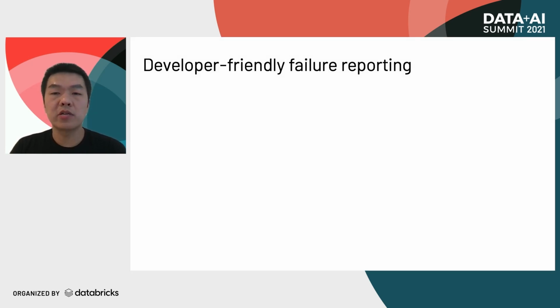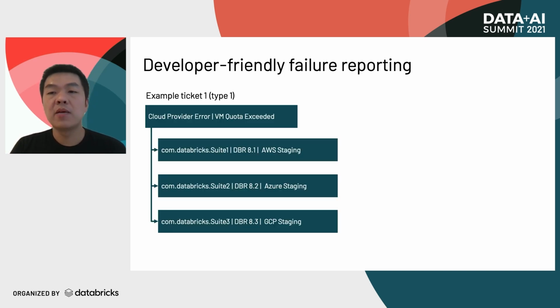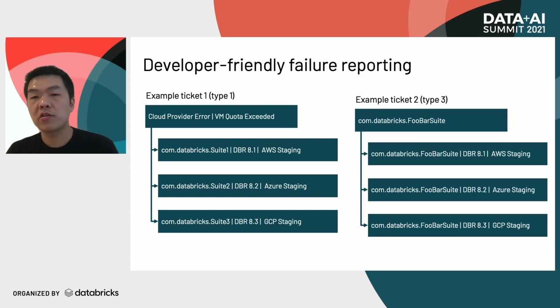For an example type 1 issue, that the cloud provider cannot launch virtual machines because we exceeded the virtual machine quota, we will group all failed instances together, no matter what test suites are failing and what versions are having this failure. For an example type 3 issue, we will group failed instances of the same test suite. Here is a full bar suite from different testing environments and Databricks Runtime versions together. So here, I also want to point out that the two-layer reporting structure essentially allows us to group failures at two levels, and we can adjust how we want to group them as appropriate. For example, for type 1 failures, if we find that parent tickets should only group failures in a single testing environment together, we can easily make the change.